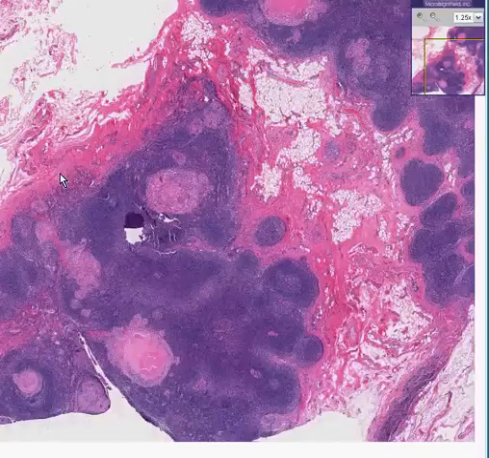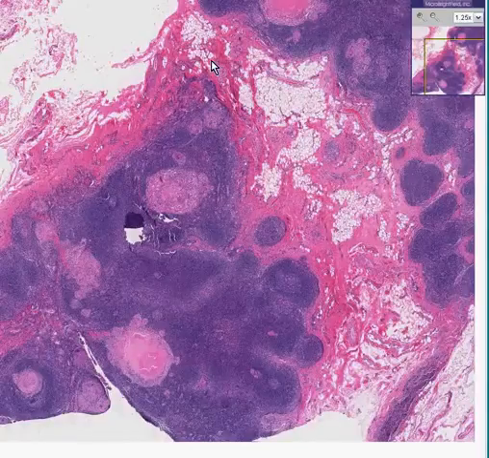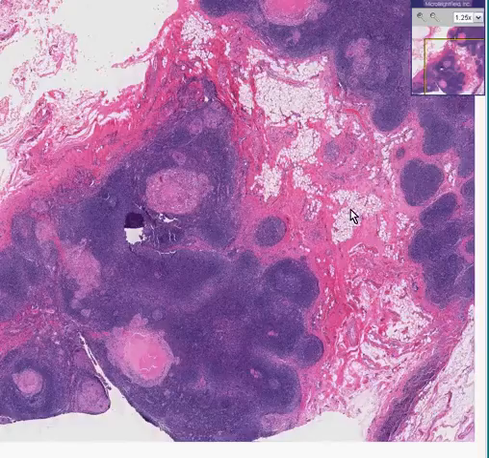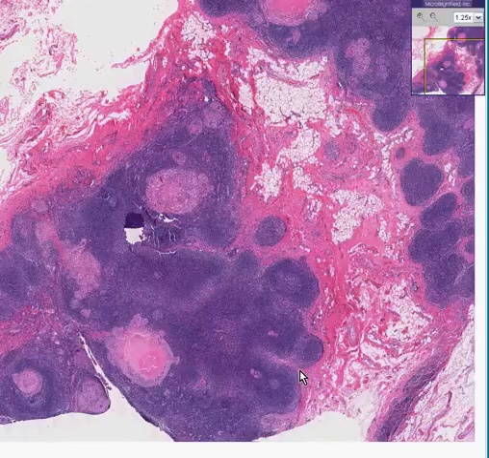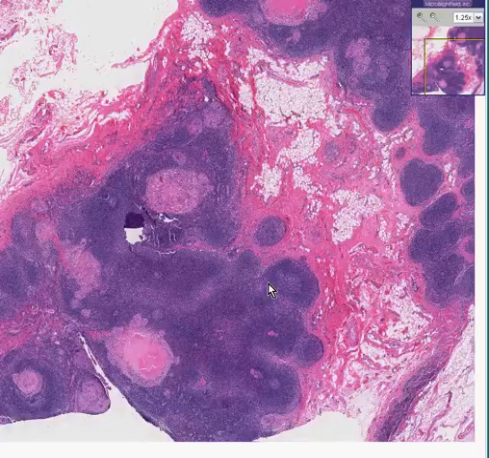You can instantly recognize this as being a lymph node. Here is some adipose and fibrous tissue surrounding the lymph node. Here is the capsule of the lymph node. Here are the follicles along the cortex.